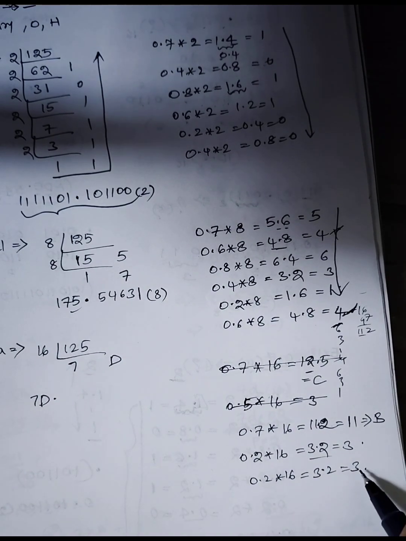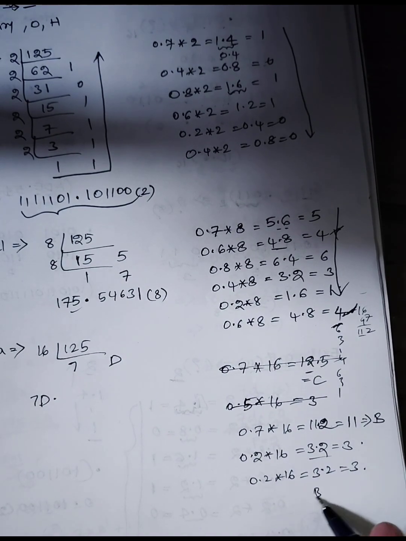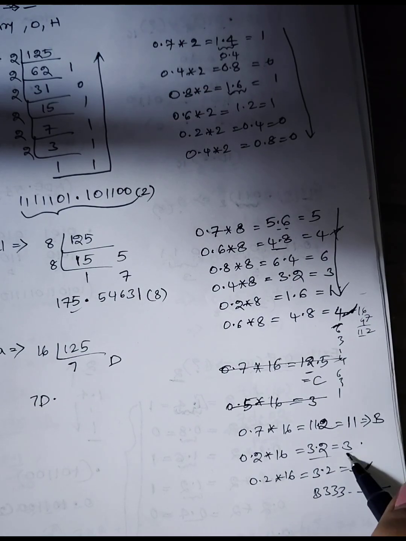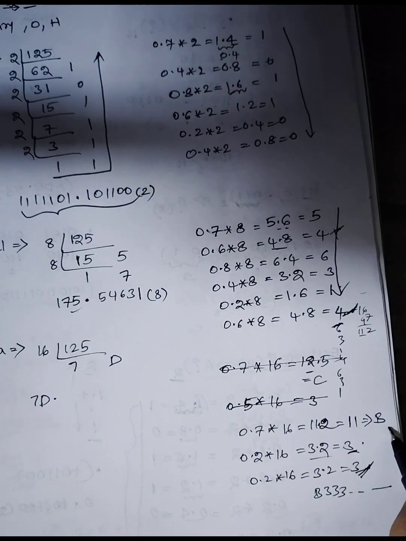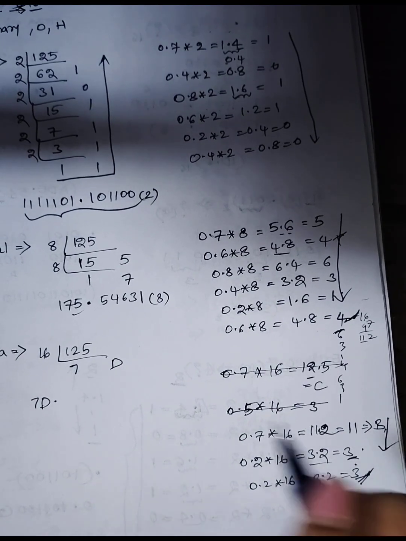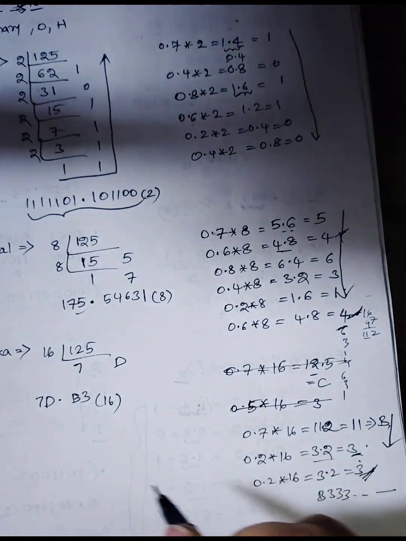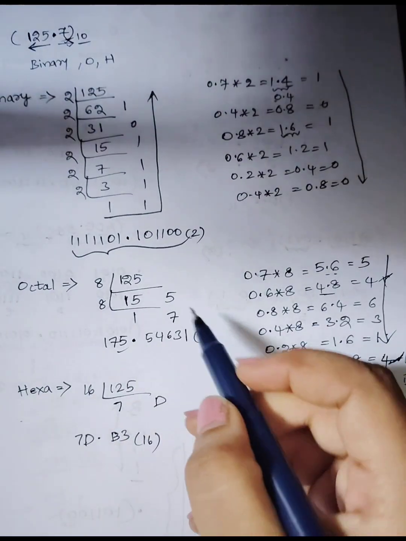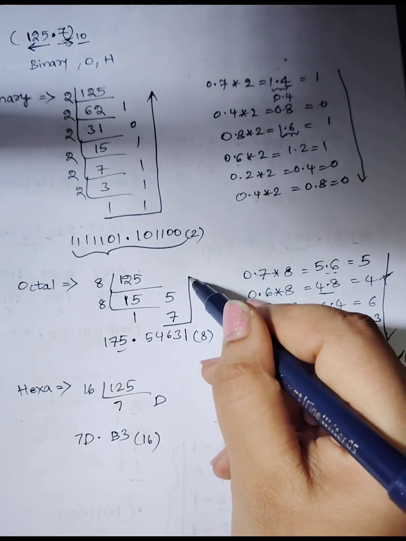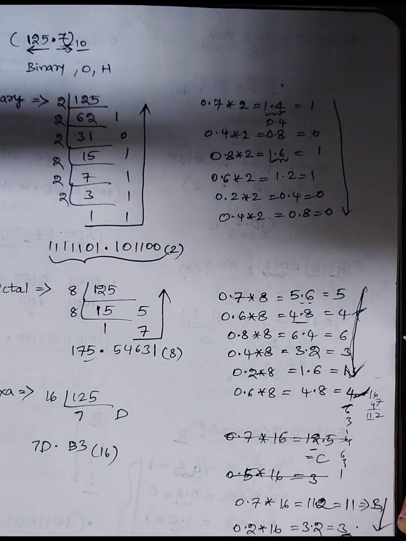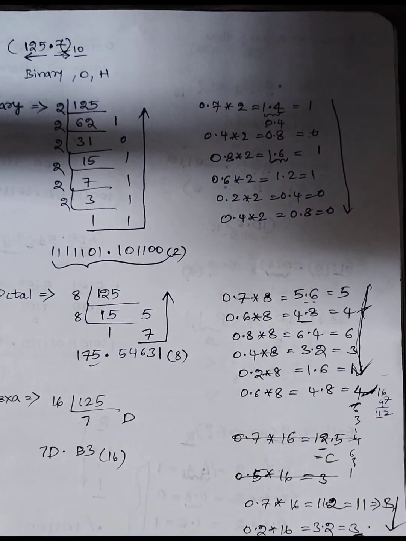We got a repeated value. If you want to continue, it will be like B333, and so on. So better stop whenever you get one repeating value. After 3 you got 3, so stop it. So it will be B3 in hexa. So successive division should be calculated from bottom to top, whereas multiplication should be calculated from top to bottom. Hope you understand.